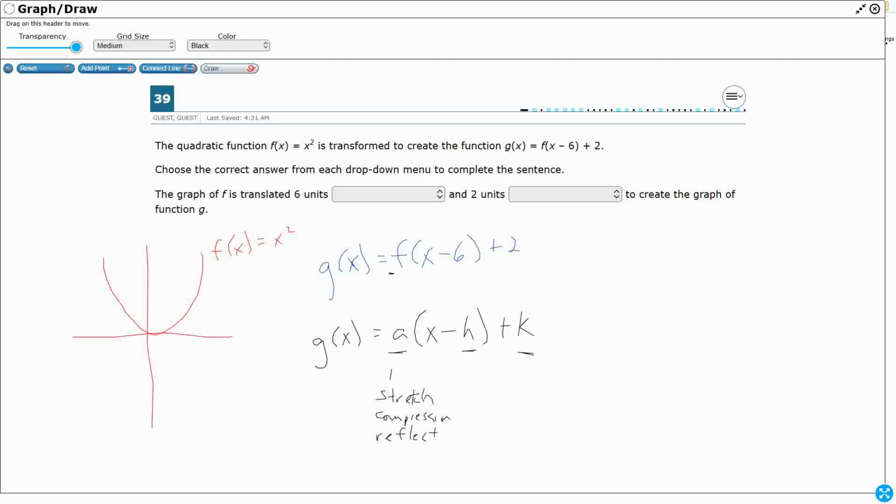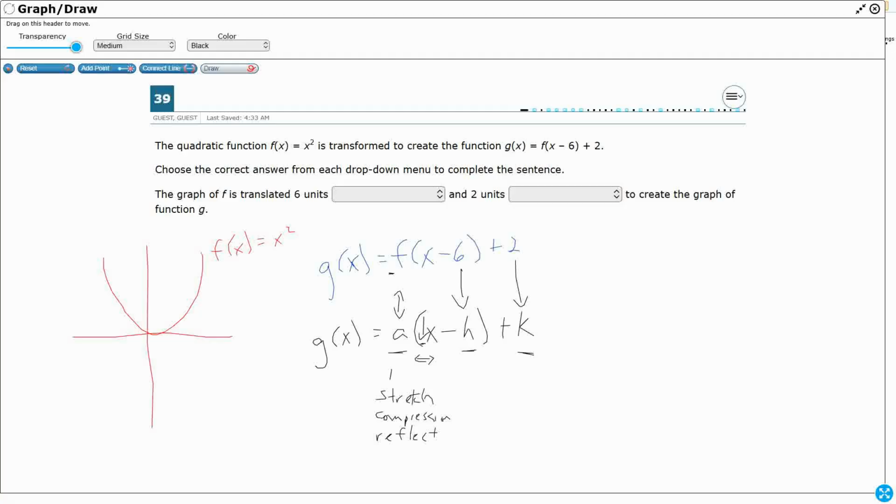If we wanted to do anything with it horizontally, we would have something right in front of that x right there. That'd be your horizontal. This right here is your vertical, much more common. What we have here is an h and a k. We see this 6 sitting in this h position. We see the k having the 2 in that position.